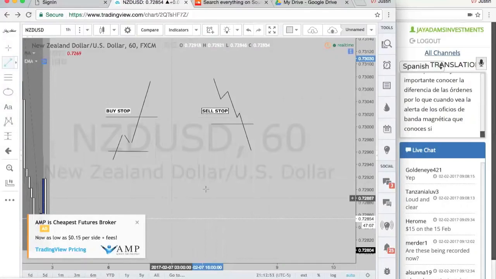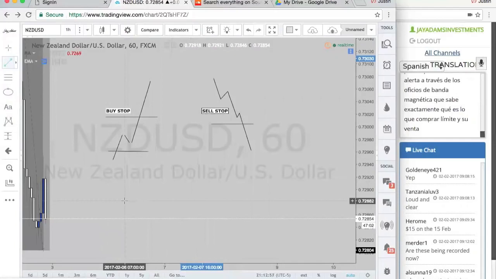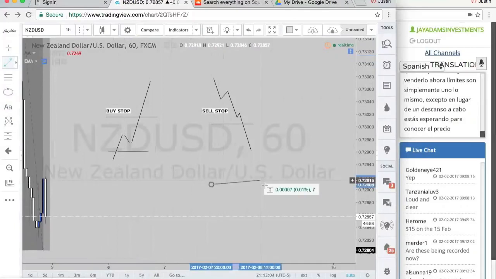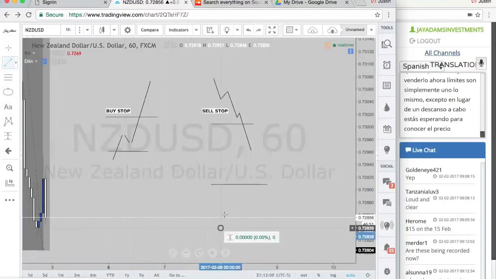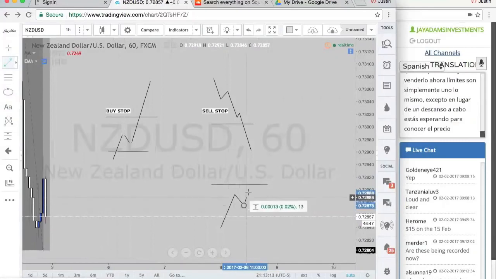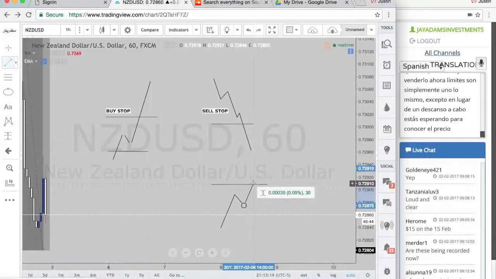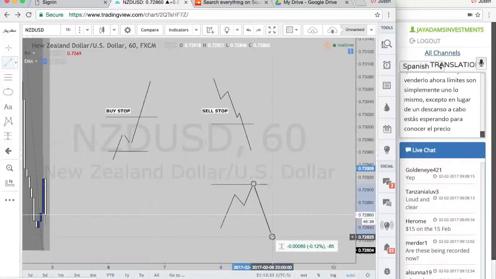Now, a buy limit and a sell limit. Limits are the same thing, except instead of a breakout, you're waiting for price to reverse off a certain price level. A sell limit is when price is rallying up, and you're waiting for it to trigger the execution here. Being a sell limit, price goes right up to the sell limit, and then boom, straight away it reverses. That's what's called a sell limit.